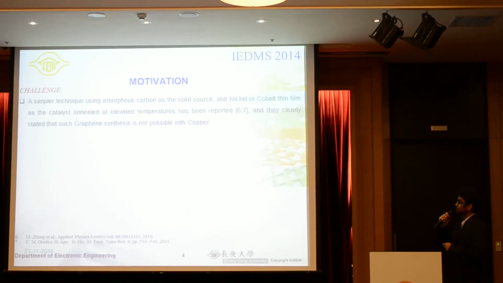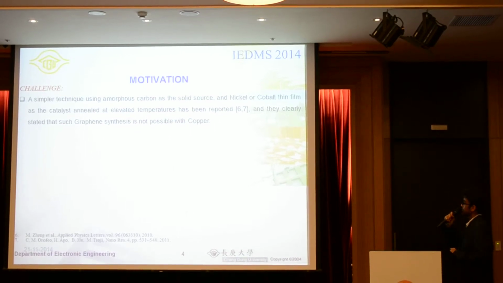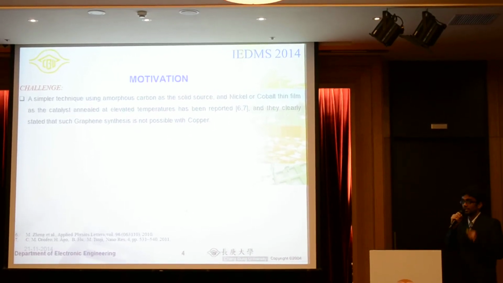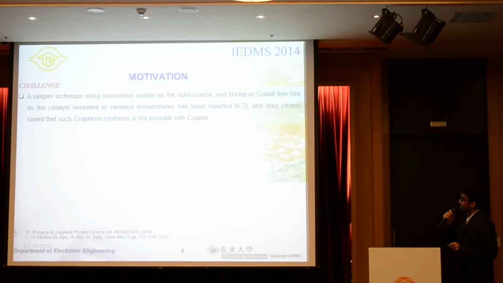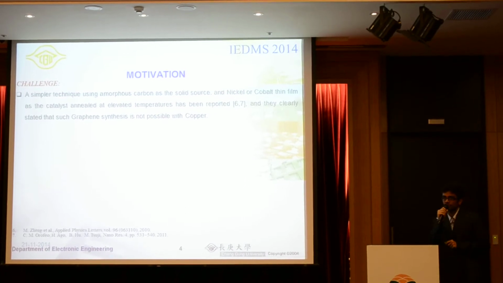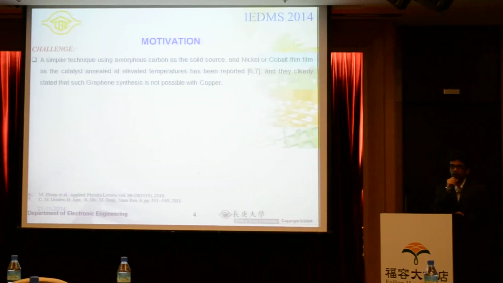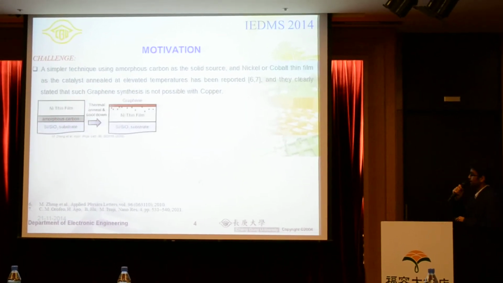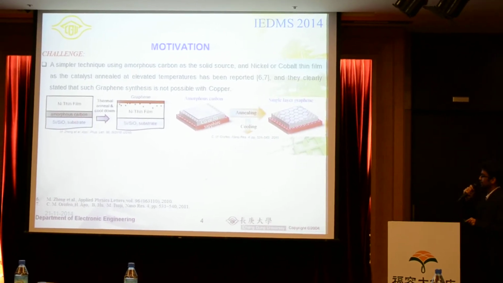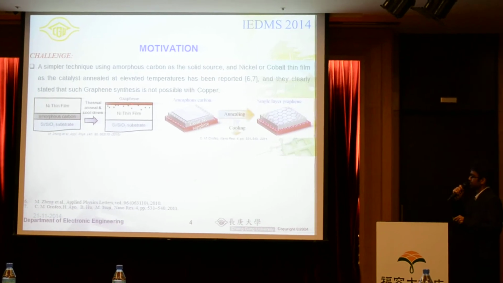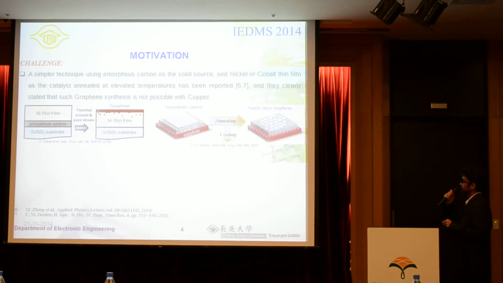So what motivated us? We have some methods reported by people which talk about crystallization of amorphous carbon on nickel and cobalt. But they clearly state, as written here, that graphene synthesis is not possible with copper when it comes to crystallization of amorphous carbon. This really motivated us. These are the references which talk about taking amorphous carbon underneath nickel and then crystallization parameters, and then it crystallizes to graphene on the top, and also cobalt and nickel with amorphous carbon forms graphene on the top.